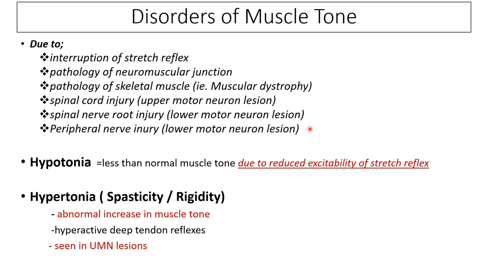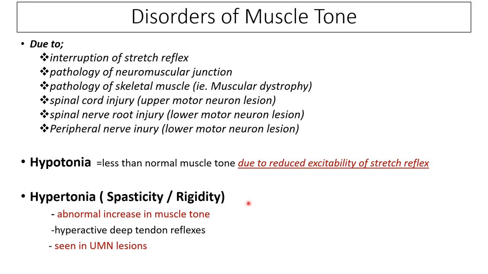Okay, so all these things are possible causes of altered muscle tone in the body. As a general definition, hypotonia: hypo means less than normal tone. Make sure you know this. Hypotonia is due to reduced excitability of the stretch reflex, the muscle spindle reflex. If that stretch reflex is diminished, then you have less muscle tone in that muscle.